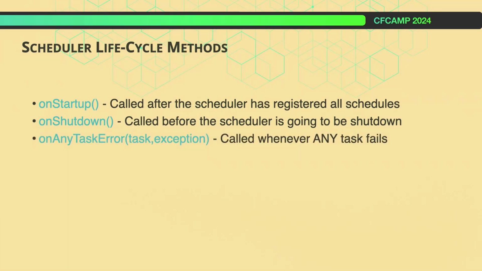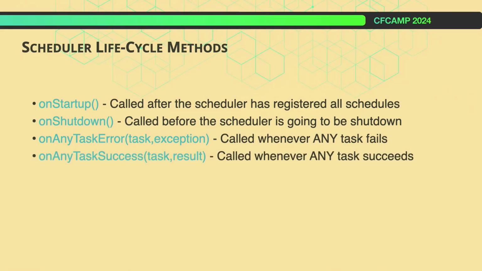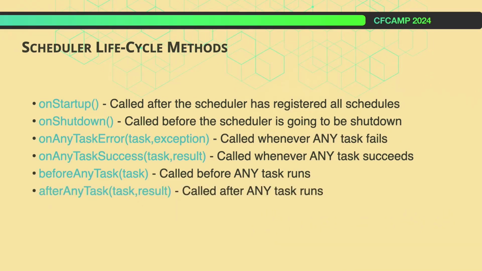onAnyTaskError, so this is called when any task fails in your entire system. onAnyTaskSuccess as well. beforeAnyTask, so you have the ability to intercept the task before it executes. And afterAnyTask executes, and you can see that you receive a result as well. So if your task actually produces a result, you will have access to it. Okay? So tasks can have the concept of just being runnables, right? They just run, but there are tasks that are basically called callable, right? So they can actually receive an output, right?